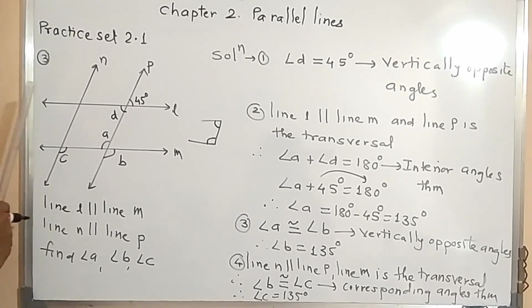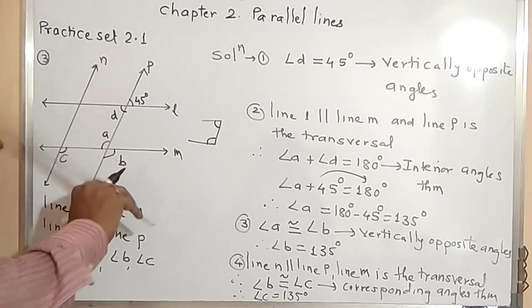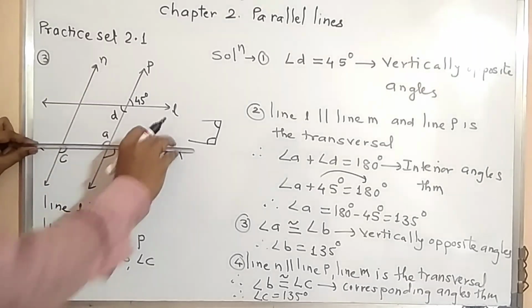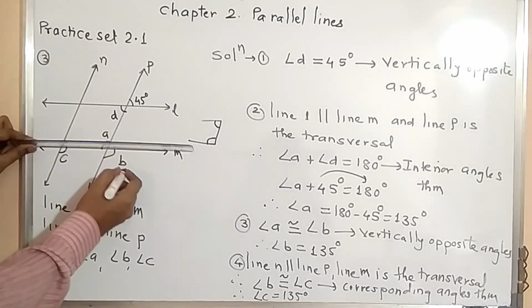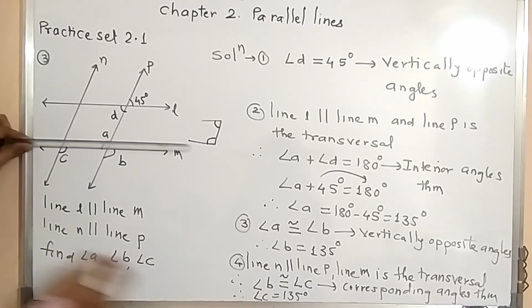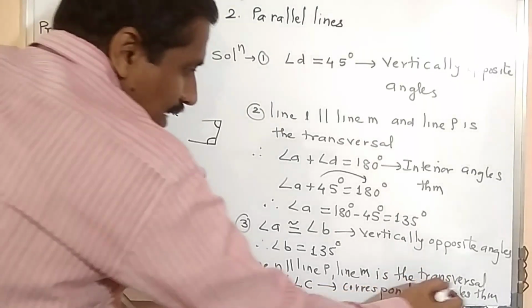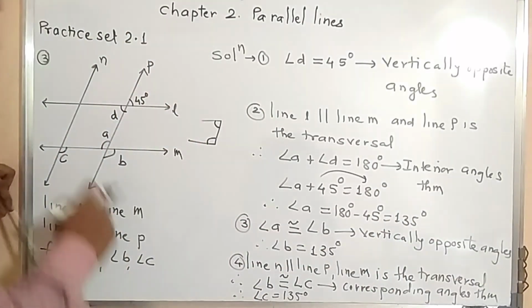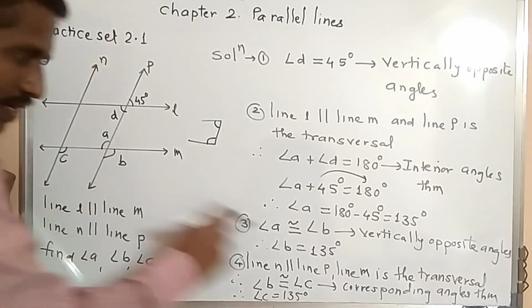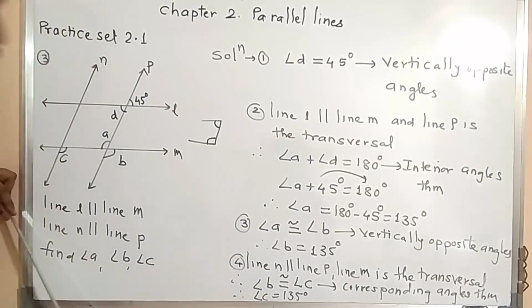And finally, line N is parallel to line P and line M is the transversal. So, angle B and angle C are corresponding angles. So, angle B is congruent to angle C, corresponding angles theorem. And we know that angle B is 135 degrees from statement 3, and therefore angle C is also 135 degrees.